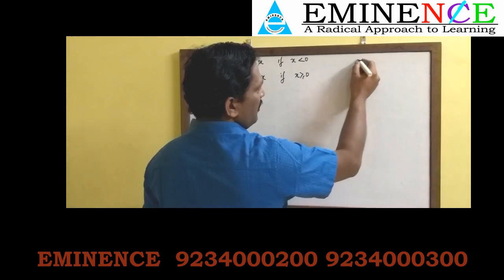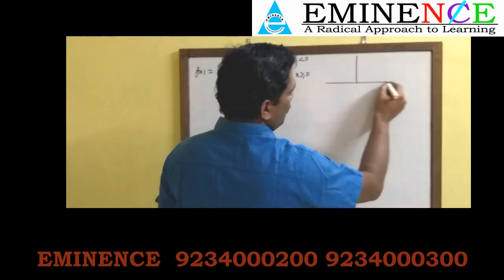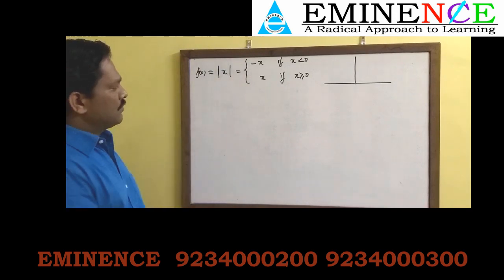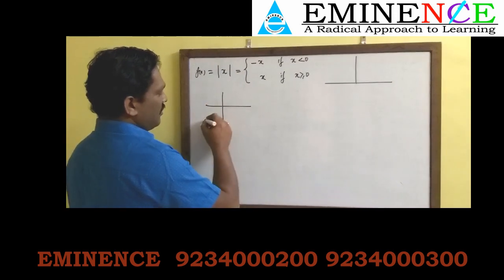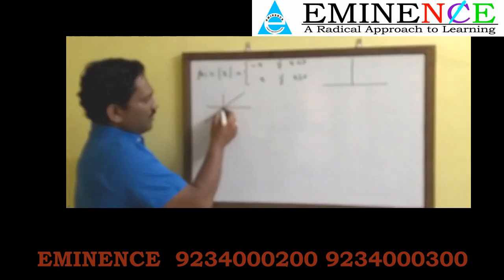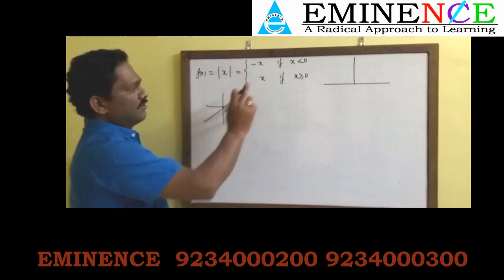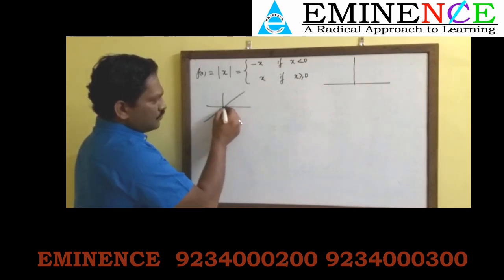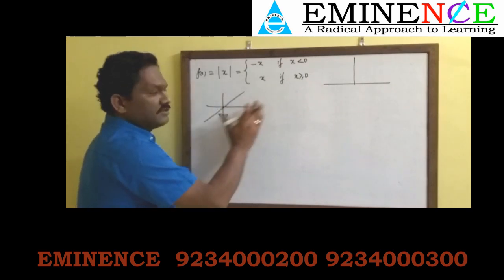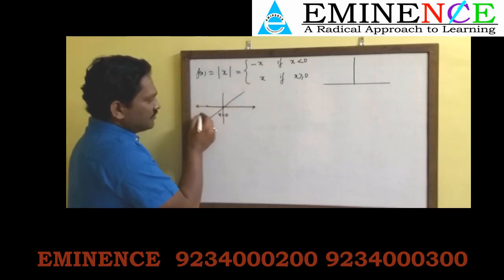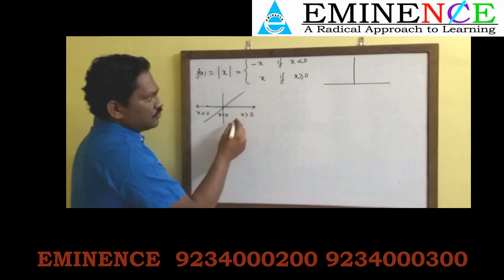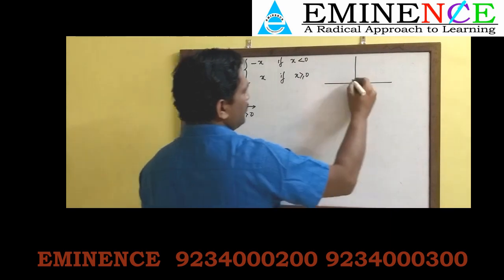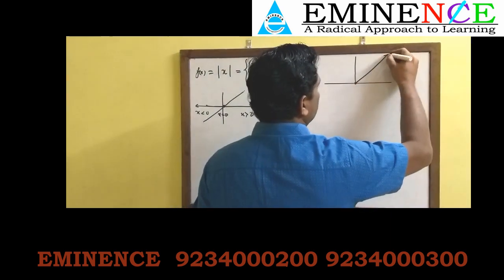Now let us draw its graph. See what kind of graph it will look like. If we follow y equal to x, predominantly it is a line like this. But which part of this line am I going to consider for this function? See, this is your x equal to 0. So this part signifies x greater than 0, and this part signifies x less than 0. So for x greater than or equal to 0, I am going to consider the part on the right side.